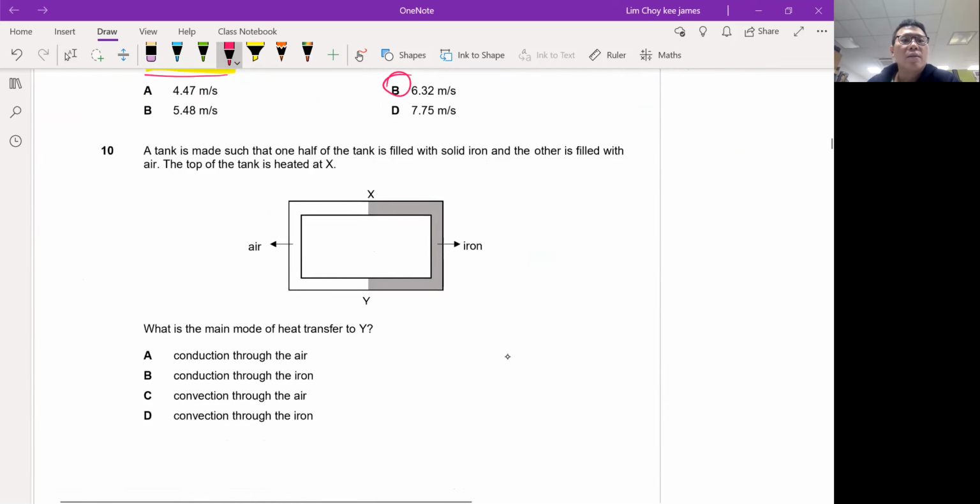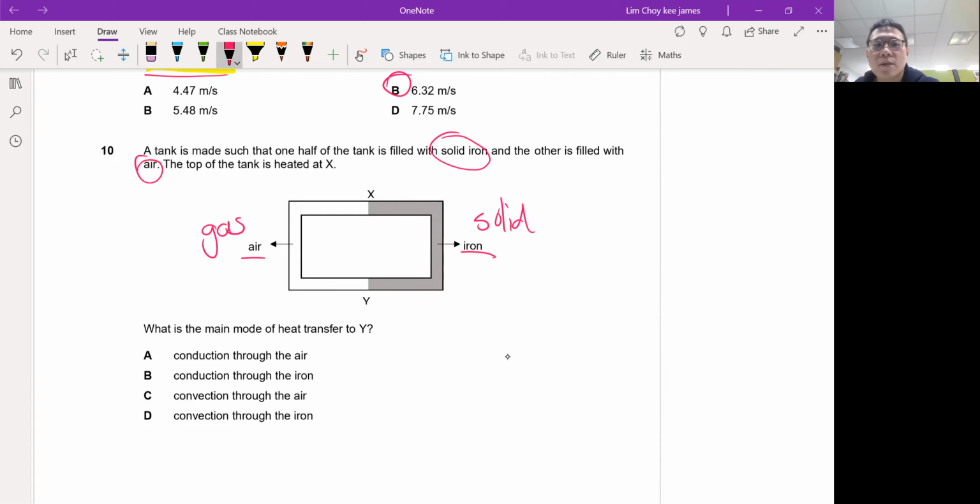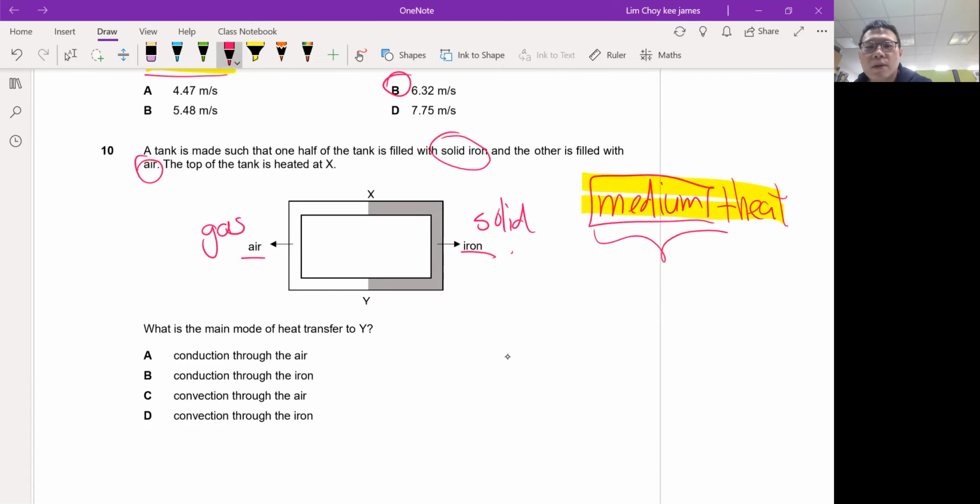Now, question 2. The tank is filled, how about if it's solid iron? Then the other one is air. So this is iron, this is air. I would say this is gas, this is solid. No color is involved, so it's unlikely to be radiation. With solid and gas, most likely there is a medium involved. If I'm looking at heat transfer with these two combinations, there is a very high chance that heat transfer is more likely using conduction.